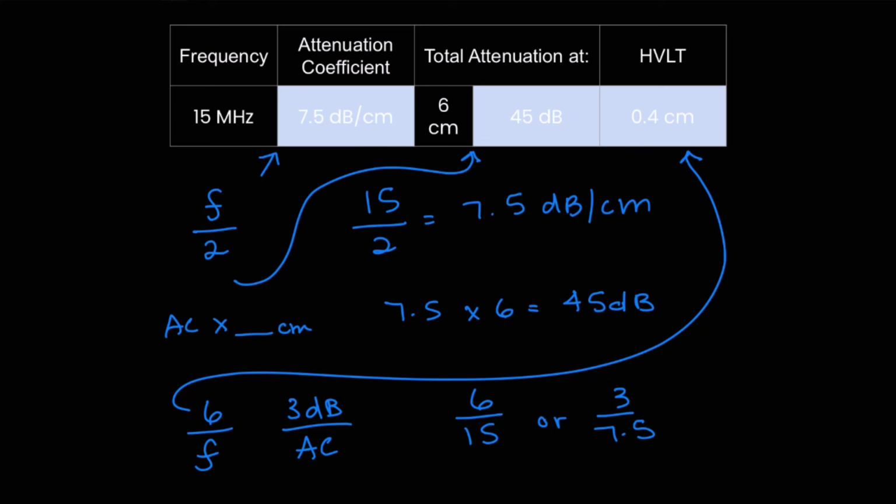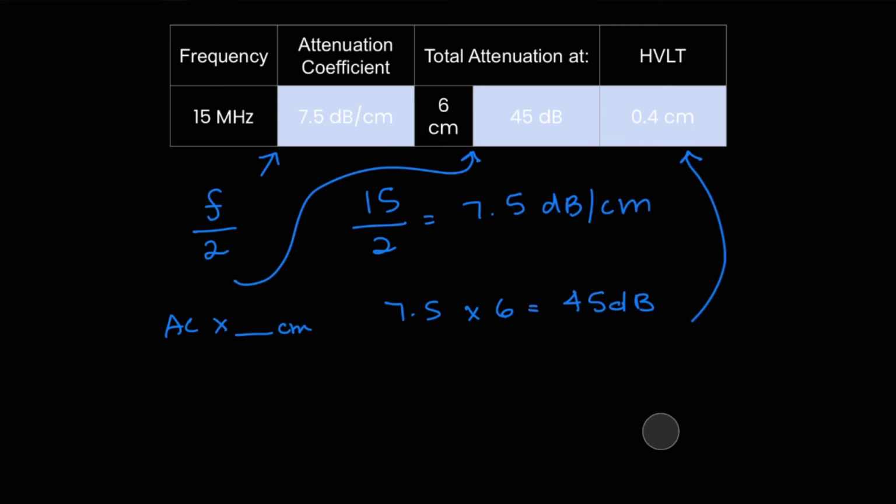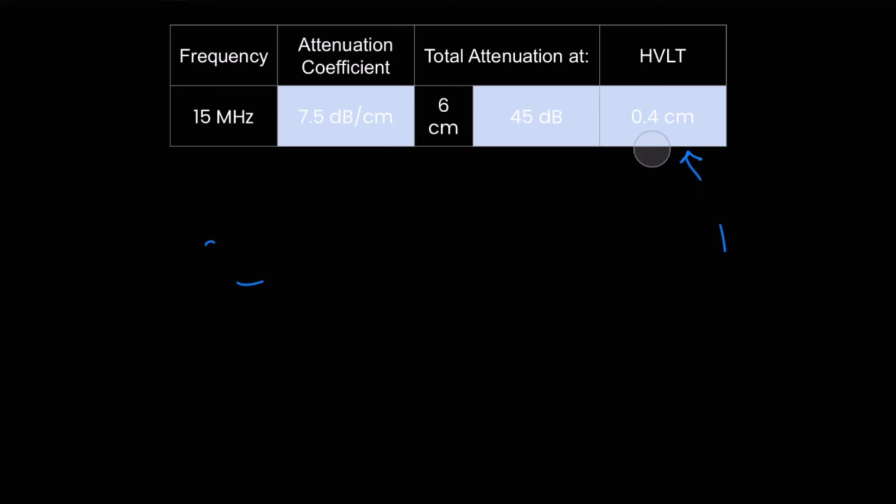Remember that some of this math is a little bit more than what you would need to do on your boards or on your test. Calculating a decimal from 6/15 or dividing 3 by 7.5 might be a little bit tricky, but remember, we also learned how to convert fractions into decimals. And if you are just dying to know how that happens, I can actually show you here.